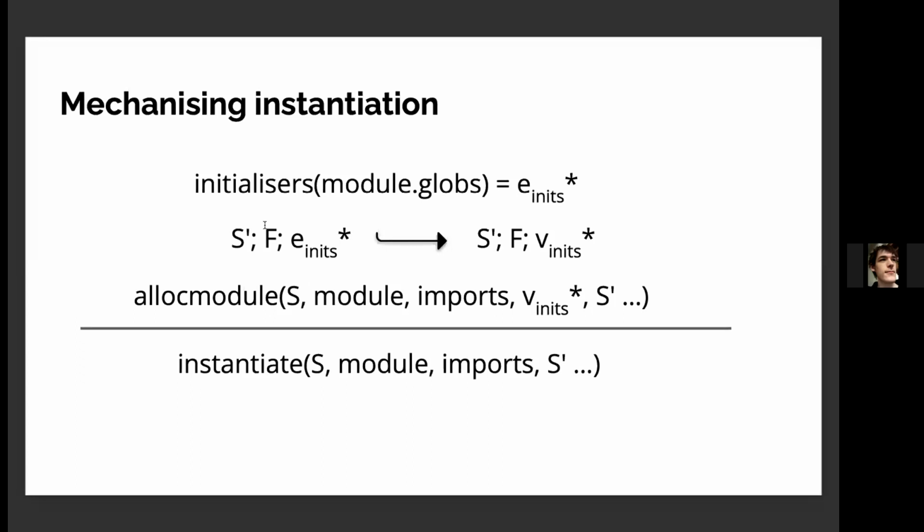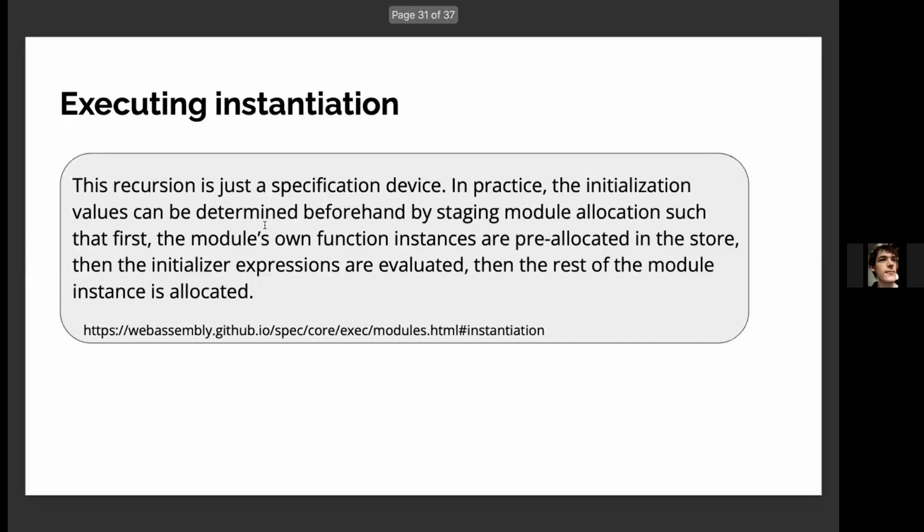But the spec kind of comes to our rescue here because it has this to say about what concrete implementations are expected to do. Because this definition isn't itself executable, but a real implementation has to implement this, some other approach must be used. And the spec says this. This recursion is just a specification device. In practice, the initialization values can be determined beforehand by staging module allocations such that first, the module's own function instances are pre-allocated in the store, then the initializer expressions are evaluated, then the rest of the module instance is allocated.